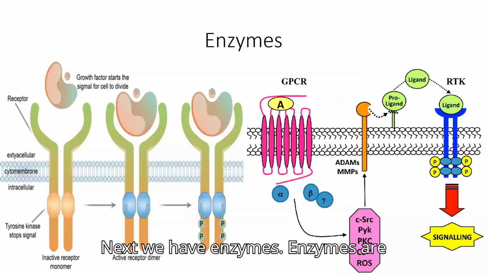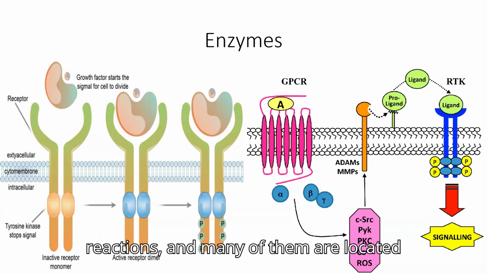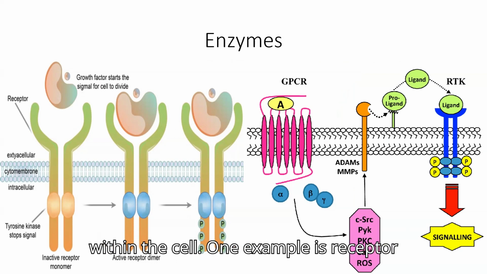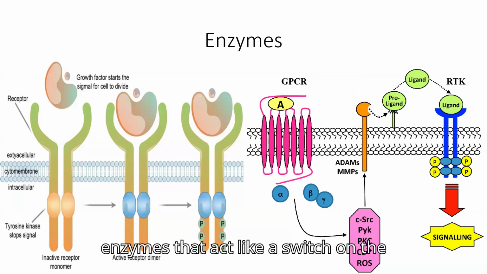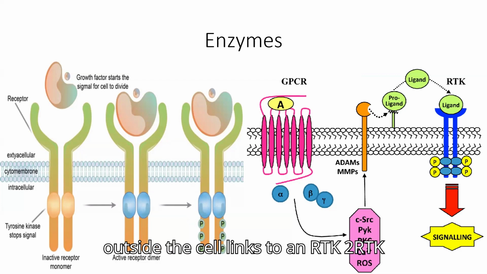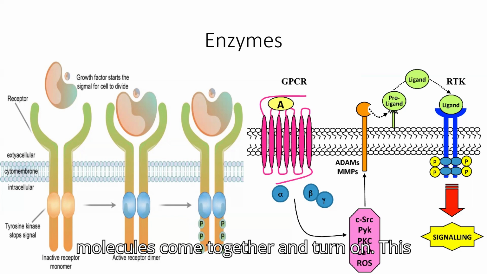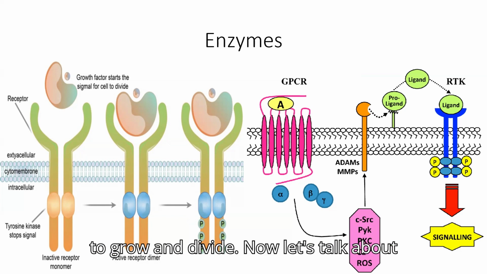Next, we have enzymes. Enzymes are proteins that speed up chemical reactions, and many of them are located within the cell membrane. One example is receptor tyrosine kinases, or RTKs. These are enzymes that act like a switch on the surface of a cell. When a molecule from outside the cell links to an RTK, 2 RTK molecules come together and turn on. This sends signals into the cell telling it to grow and divide.